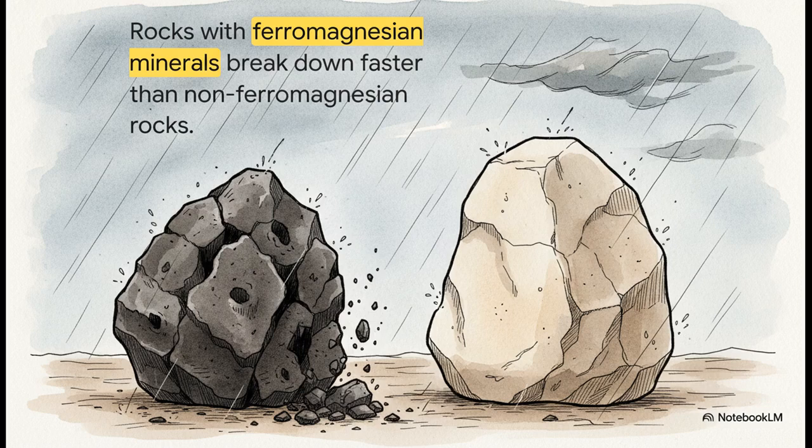As we wrap up this explainer today, there is one absolutely vital takeaway you need to remember about all these rocks, and it's their weatherability. Whether an igneous, sedimentary, or metamorphic rock breaks down quickly or slowly is dictated entirely by its specific mineral makeup. The rule of thumb is quite simple. Rocks made up of ferromagnesian minerals, like olivines and pyroxenes, are more weatherable. That means they're going to break down way faster than rocks made up of non-ferromagnesian minerals.